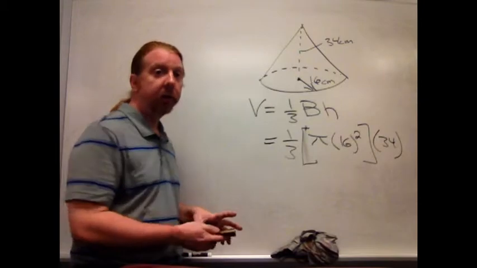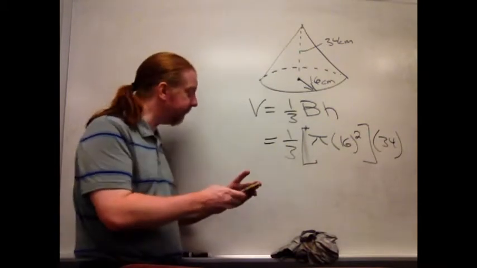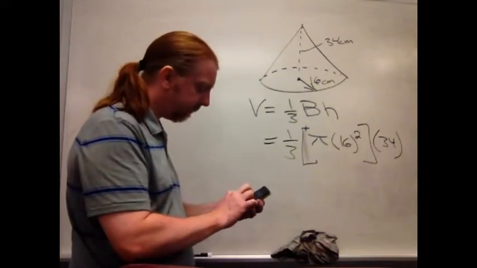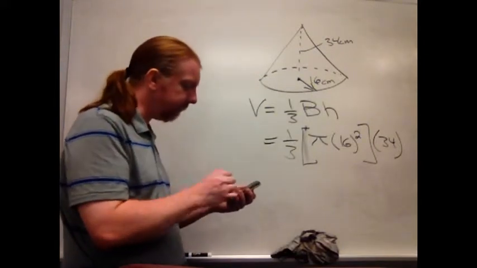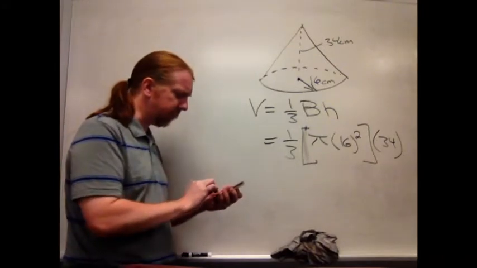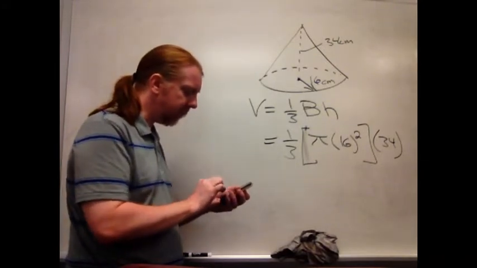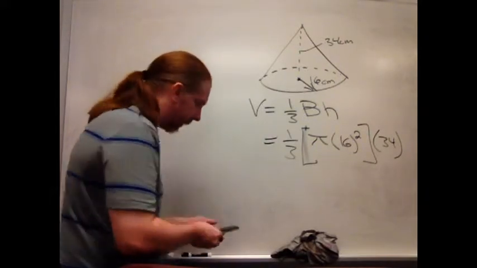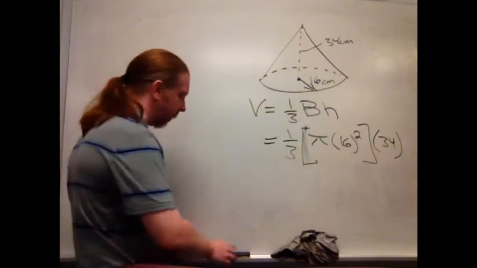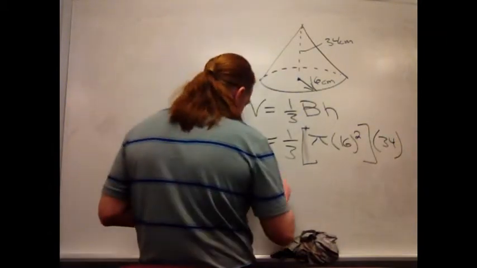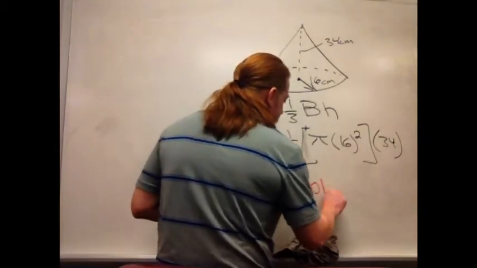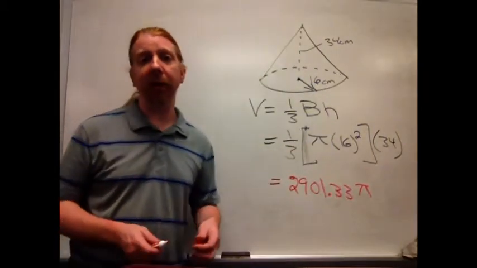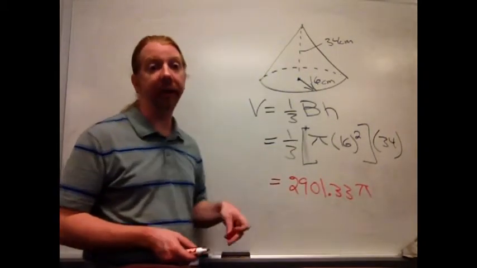So, stop. Calculator time. Let's see. 16 squared times 34. I'm going to double check that math. 16 times 16 times 34. Yes, that's a big number. Divided by 3. Well, now I've already introduced decimals into my work, because this works out to be 2901.33 pi. And at that point, now perhaps it might be easier not to leave it in terms of pi, since this is no longer an exact answer.